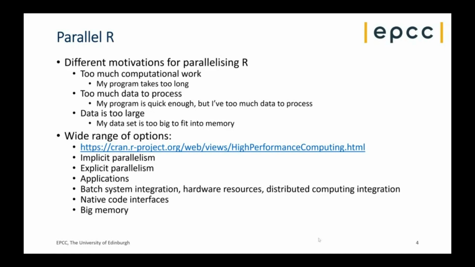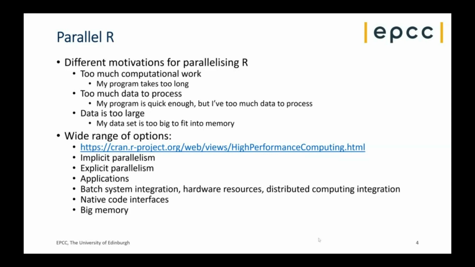Now, there's a lot of different ways of doing this in R, as I said. If you have a look on the CRAN website, there's a high performance computing page with lots of different versions of doing parallelism. And so we can look a bit like we can do with Python at both implicit and explicit parallelism, integration with a batch system, distributed computing, and big memory and native code interfaces.